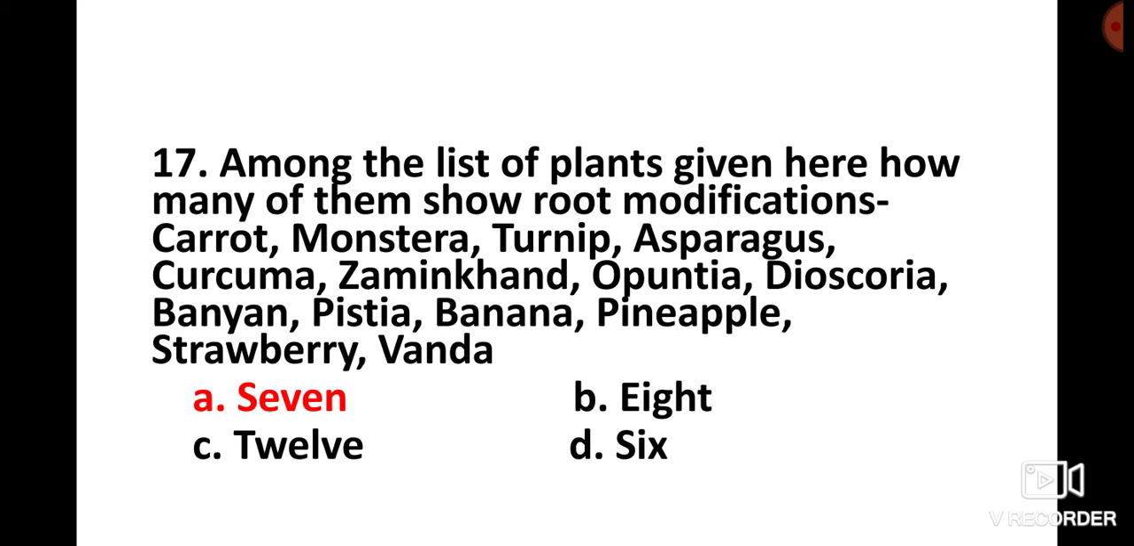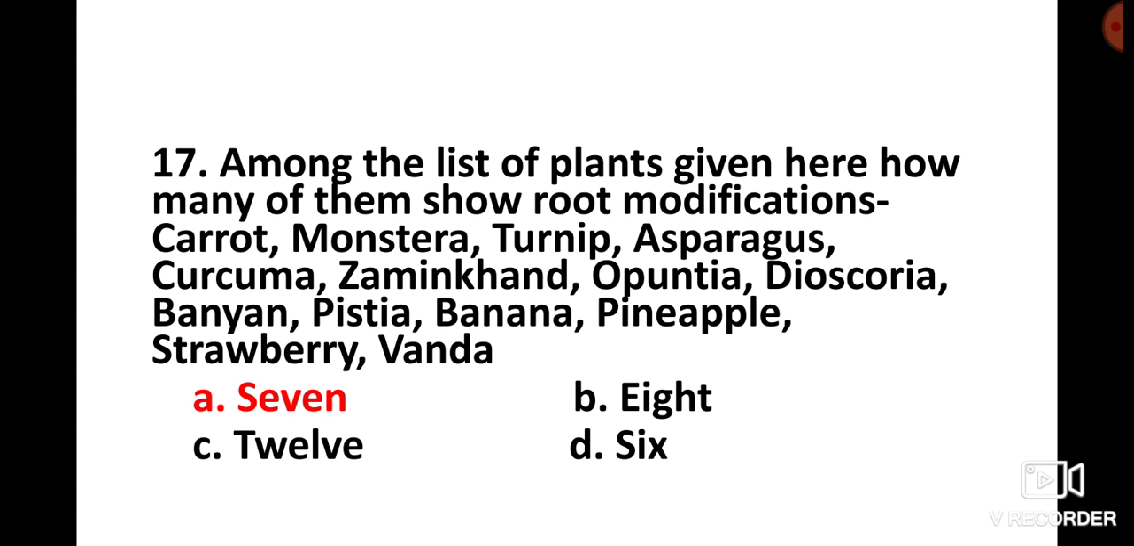Question number 17. Among the list of plants given here, how many of them show root modifications? Carrot, monstera, turnip, asparagus, curcuma, jaminkhand, opuntia, dioscorea, banyan, pistia, banana, pineapple, strawberry and vanda. Among these plants, how many of them show root modifications?